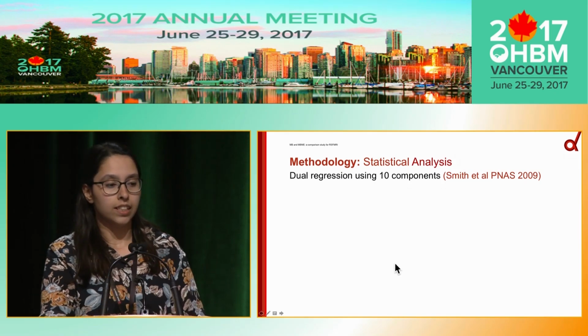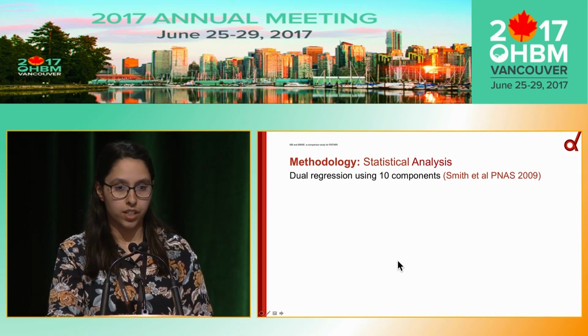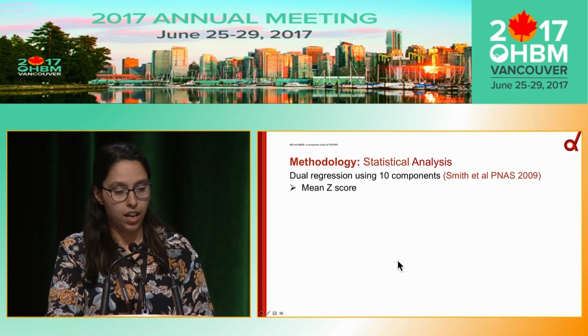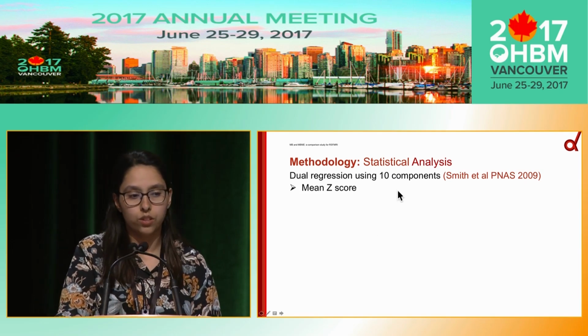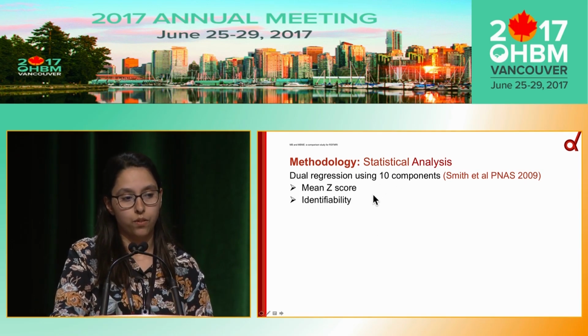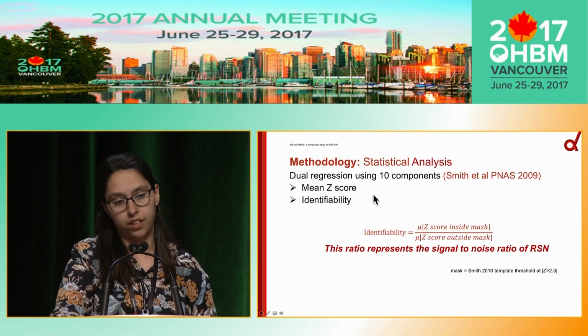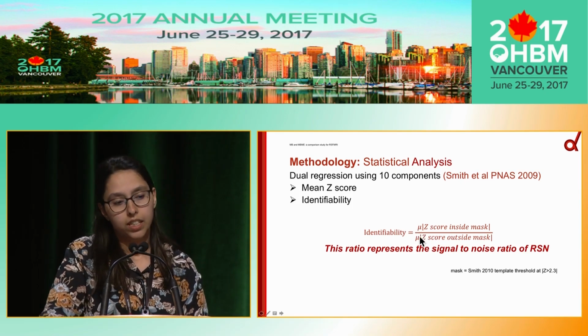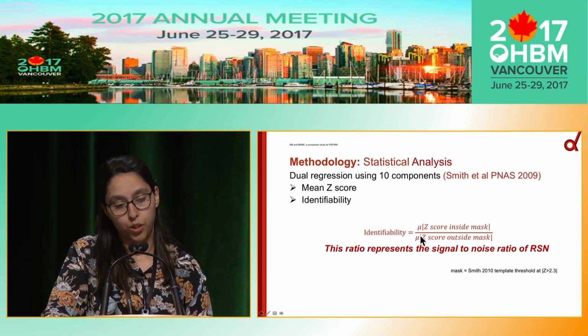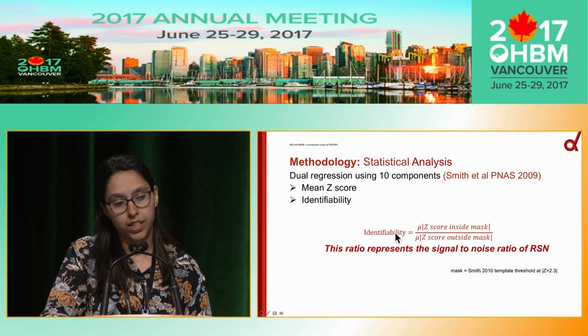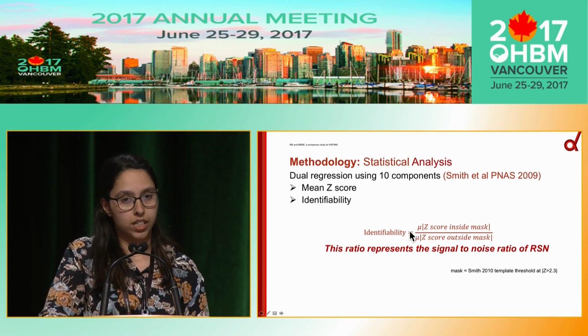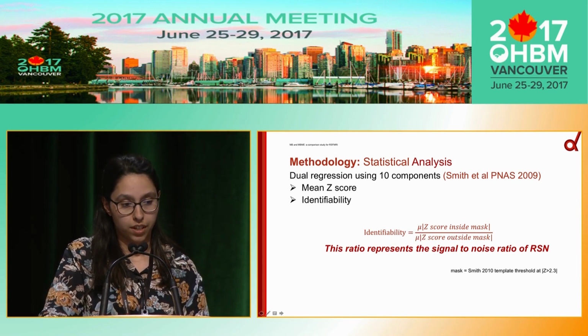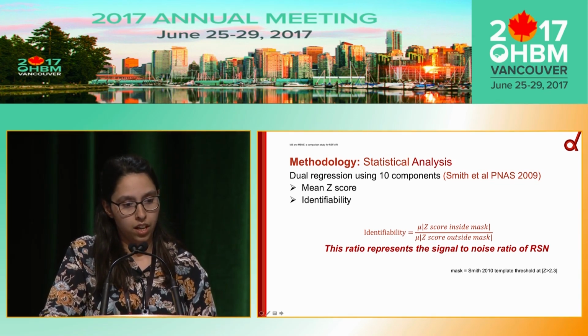For the statistical analysis, we did the dual regression using the 10 components from Smith. We will look into the mean z-scores that we get from the dual regression, and we will look into the identifiability of the resting state network. Identifiability is quite a new metric used in the literature. It is actually the signal-to-noise ratio of your resting state network, taking into account the mean values inside the mask and outside the mask.